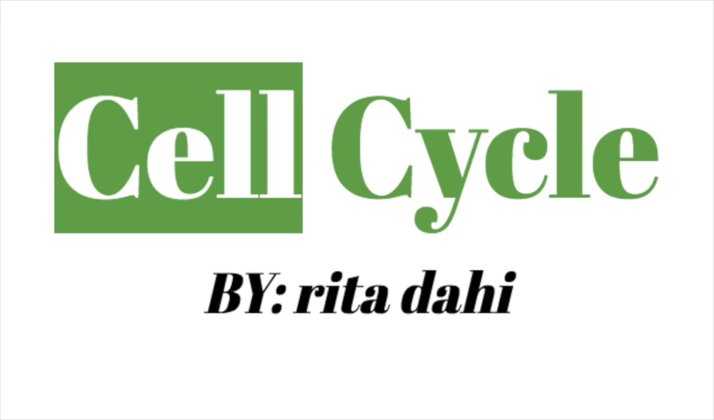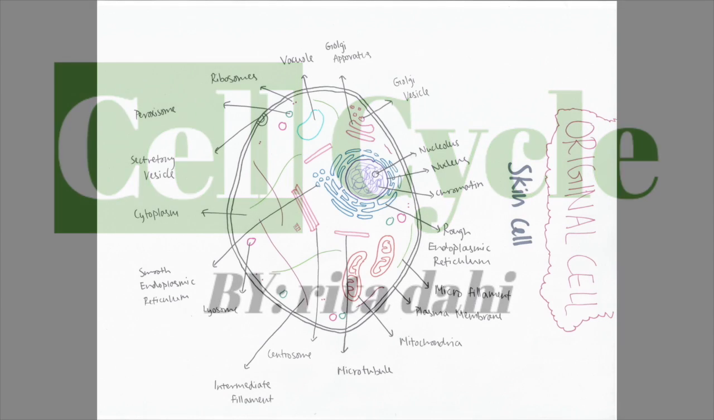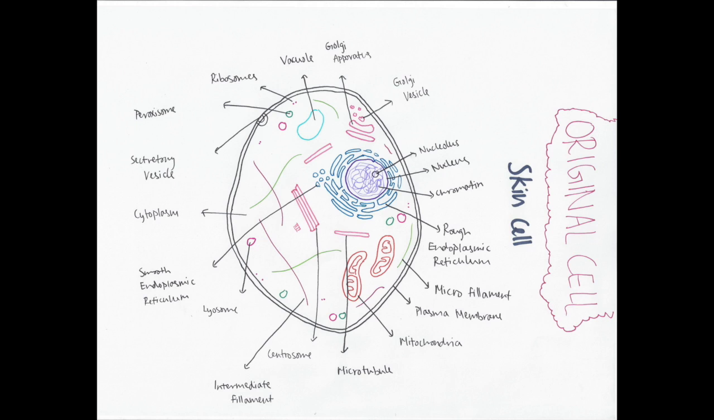Hi everyone! Today I will be talking about how and why this specific cell will be dividing into two identical daughter cells. First of all, let's talk about where this cell came from. It came from a hair follicle stem cell niche.